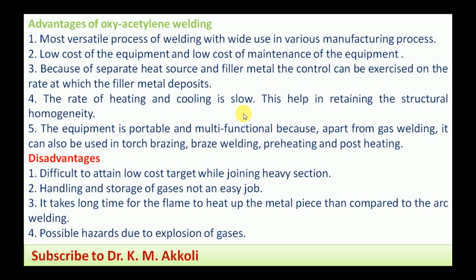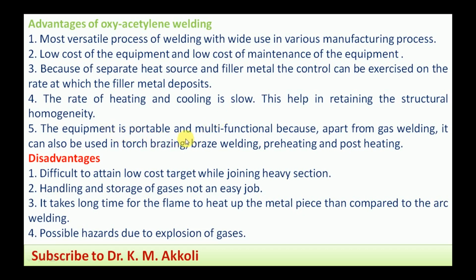The rate of heating and cooling is slow. This helps in retaining the structural homogeneity. The heating of the base metal as well as the filler rod is slower, going from lower temperature up to 3200 degrees Celsius. That's why the slow heating and cooling helps to retain structural homogeneity, and we get uniformity in the structure from this type of welding.